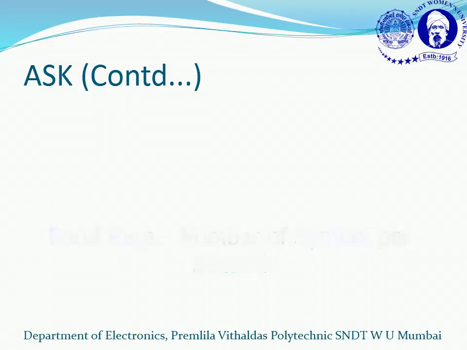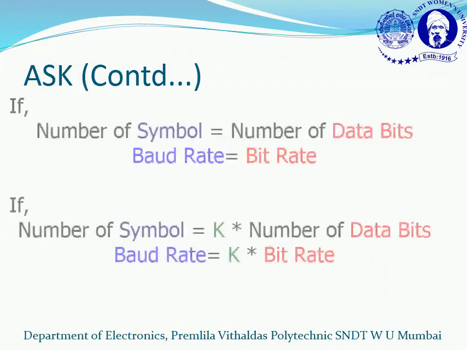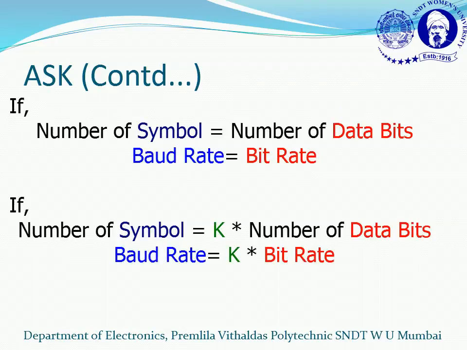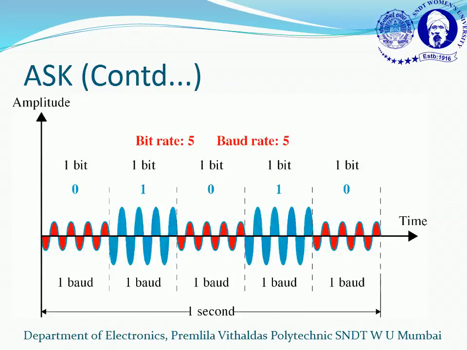Sometimes when we use coding, one symbol may consist of a number of bits. In that case, the bitrate and baud rate will be different, as happens in QPSK or 8PSK. Now here for ASK, one signal means 1 bit, so the bitrate and baud rate will be the same.